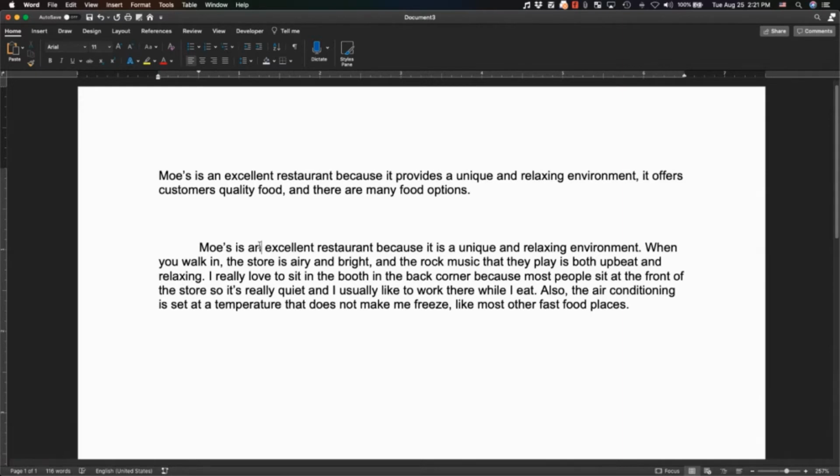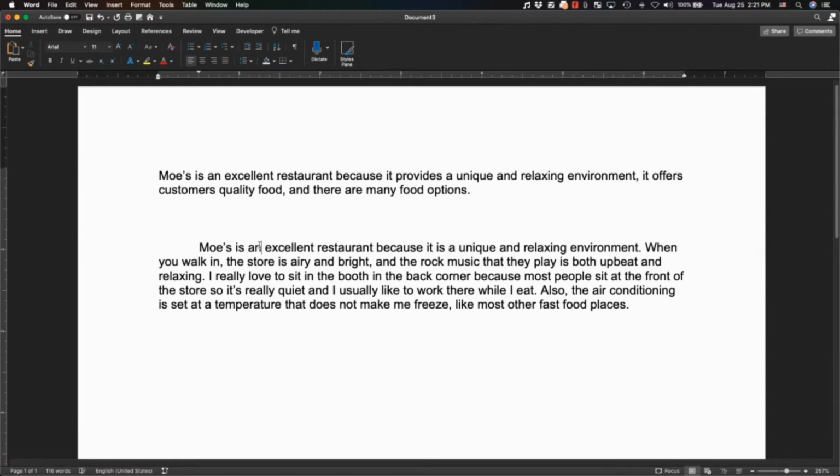When you walk in, the store is airy and bright, and the rock music that they play is both upbeat and relaxing. I really love to sit in the booth in the back corner because most people sit at the front of the store, so it's really quiet, and I usually like to work there while I eat. Also, the air conditioning is set at a temperature that does not make me freeze like most other fast food places.